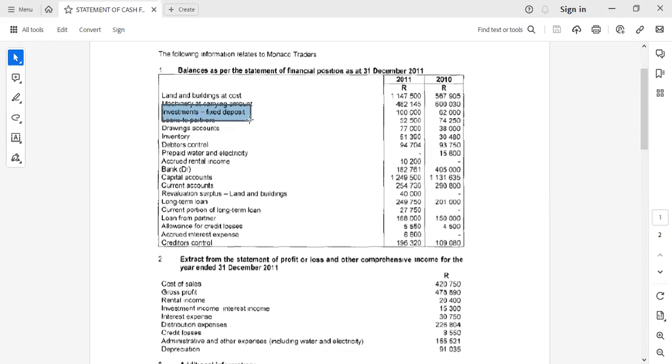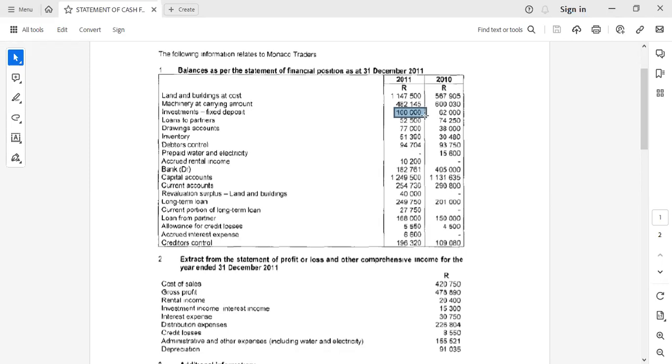Right, if we don't have any other information in the additional information, our assumption is that when the fixed deposit goes up, it means that we paid more money into the fixed deposit. And when the fixed deposit goes down, it means that we withdrew from our fixed deposit. So in this particular case, we know that our fixed deposit moved from 50,000 to 100,000. So it increased. Barring any other explanations, it can only be explained by the fact that they might have invested money in the fixed deposit.